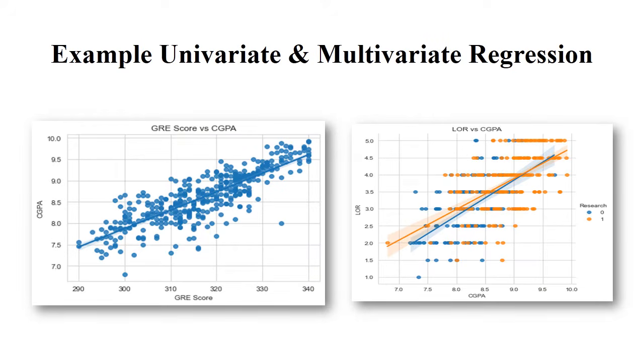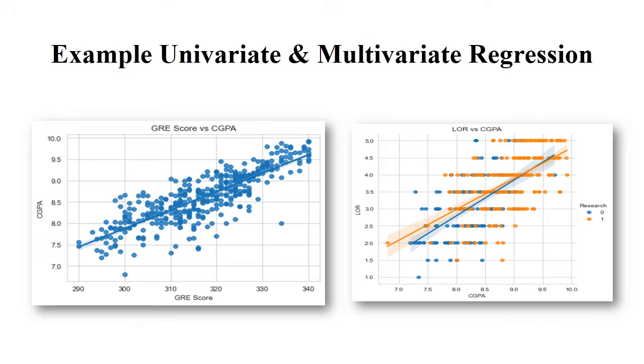Okay, now see here in this example, just focus on the first diagram. On the x-axis there is GRE score, on the y-axis there is CGPA, right? So there are only two variables. CGPA depends on GRE score. So CGPA is the dependent variable, GRE score is the independent variable. And this regression graph shows the relationship between them. So this concept is called univariate regression.